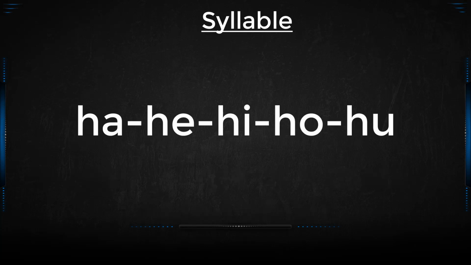Now from G, it is obvious we go to H, and with letter H, you have ha. Then with E is he, then with I is he. So you have ha, he, he. Then with O is ho, and with U is who. Ha, he, he, ho, who.